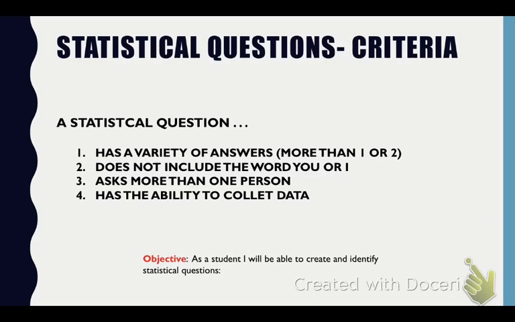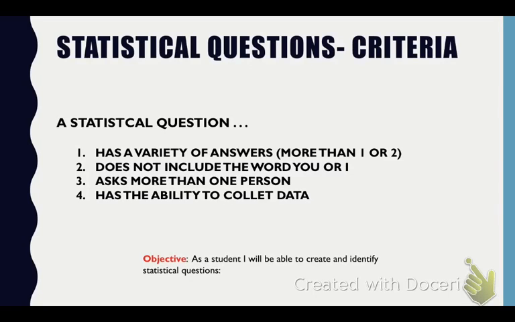I have some criteria. This is the second part of your graphic organizer. The last part was your definition. Hopefully you wrote it down. A statistical question. Okay, criteria number 1. It has a variety of answers. That means more than one or two answers possible. So for example, do you like football? Is not a statistical question because there are only two answers, yes or no. Doesn't work. Not a statistical question.